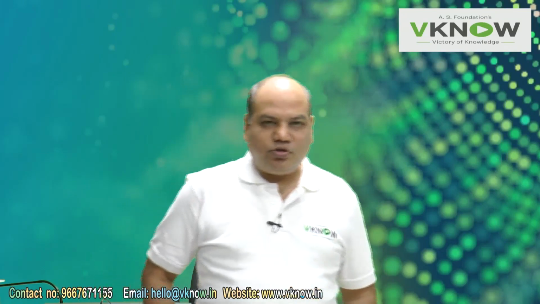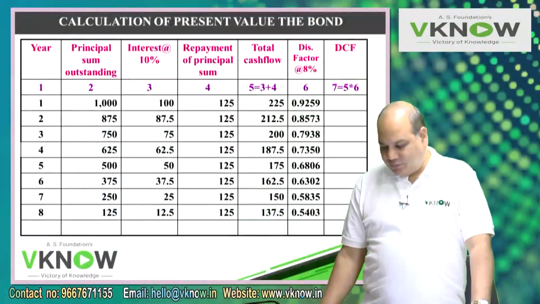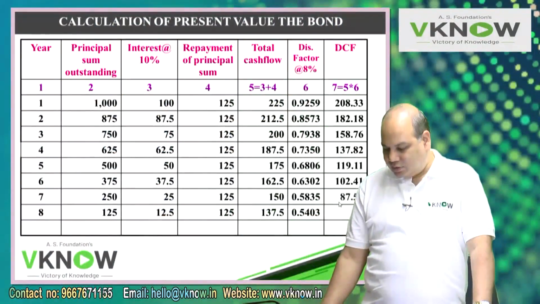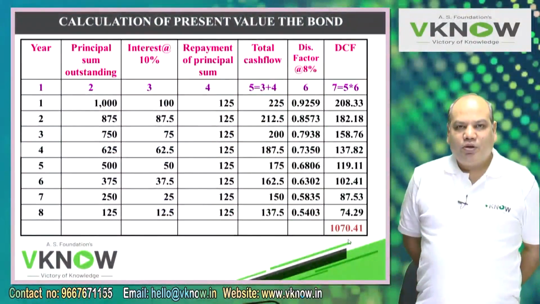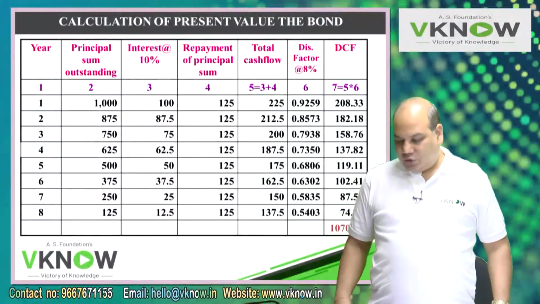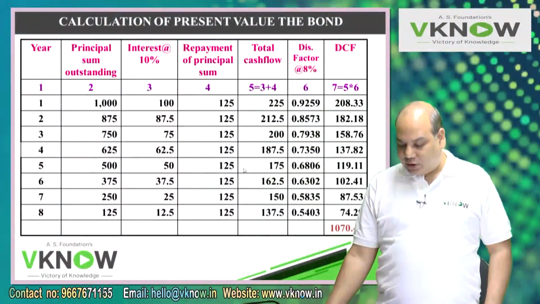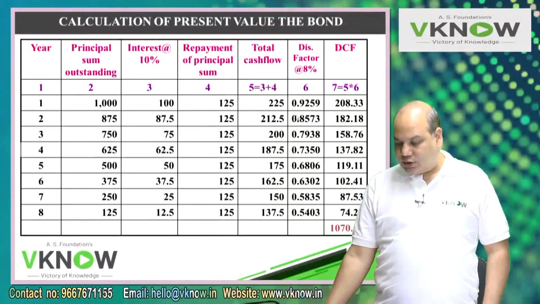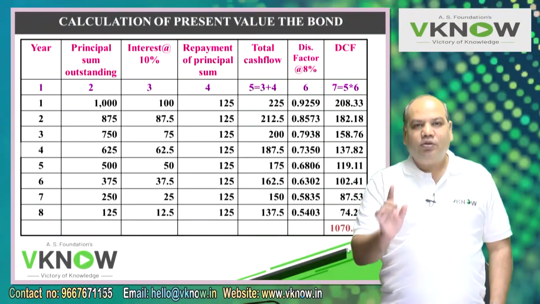So, can we check the answer now? So, please check the answer. Check the final figure. If that is right, you are right. Approximately check the answer. The answer is 1070.41 approximately. And one thing you must cross check, this final answer should be greater than 1000 rupees because the discount rate 8% is lower than the coupon rate. Okay. So now we will take a break.